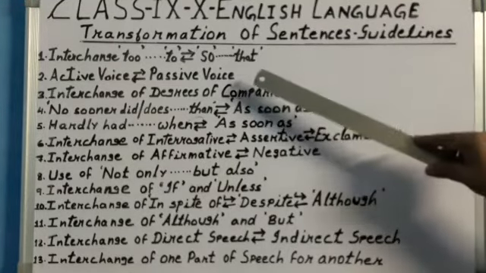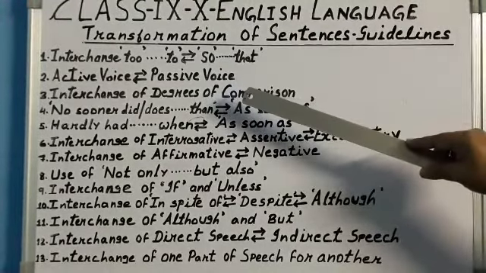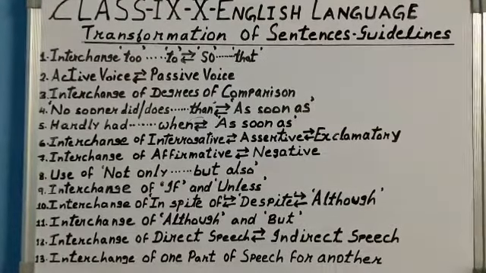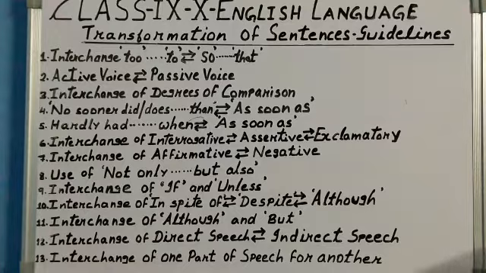Then comes the interchange of active and passive voice. Example, I wrote a poem. What should be the answer? A poem was written by me.